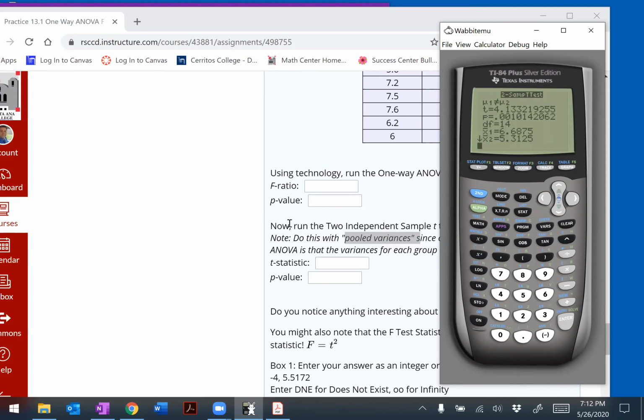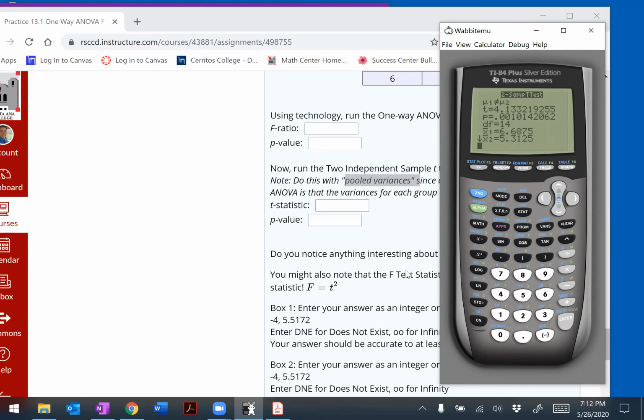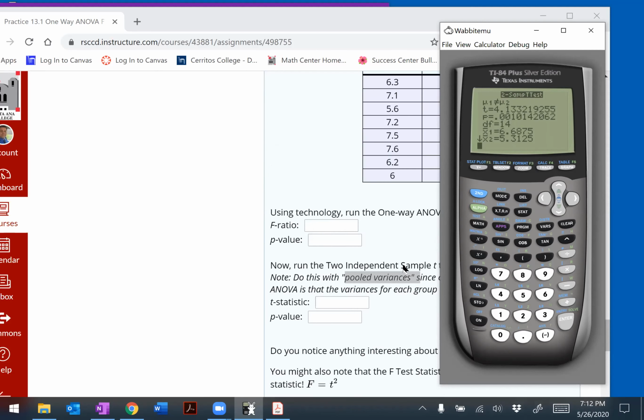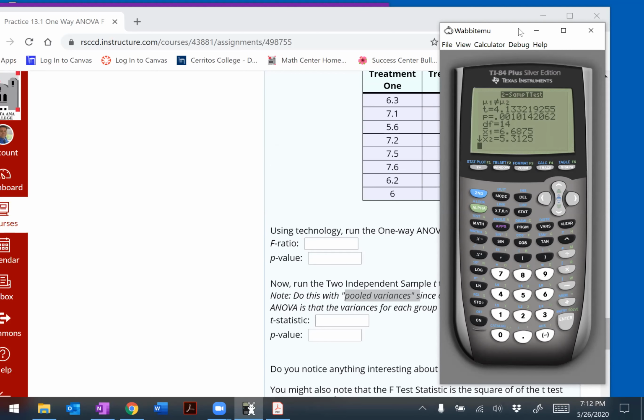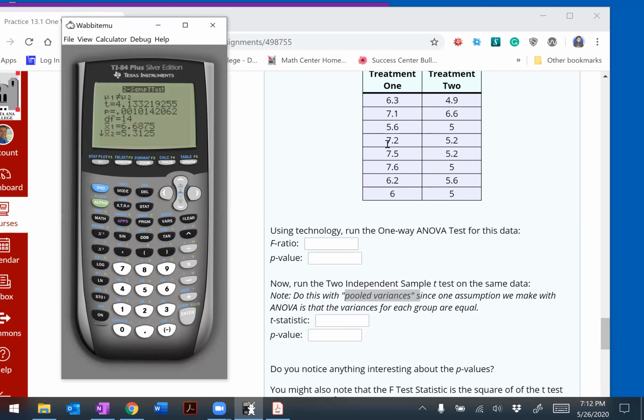Okay. I was just wondering then, why would you ever do the 2-sample t-test with pooled variances if you could just do a one-way ANOVA and get the same result? Yeah, that's for a much higher level course than this one. That's one of the reasons I don't teach it. So okay, thank you, Professor.